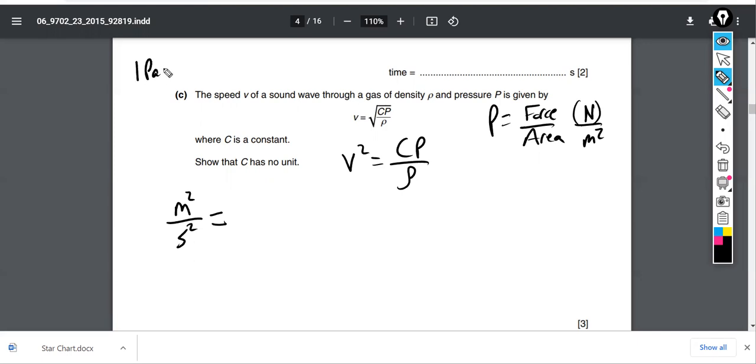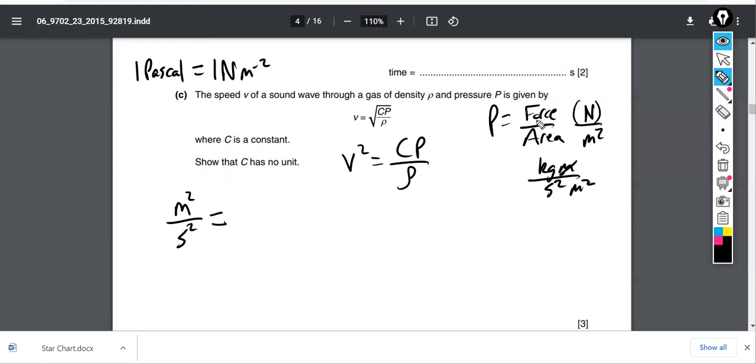You guys are so lucky you get this bonus review. 1 Pascal is 1 Newton per meter squared. Bonus, units along the way. Lucky. All right, remember that a Newton is a kilogram meter per second squared, and we still have these meters squared down there from area. So we saw this last week.